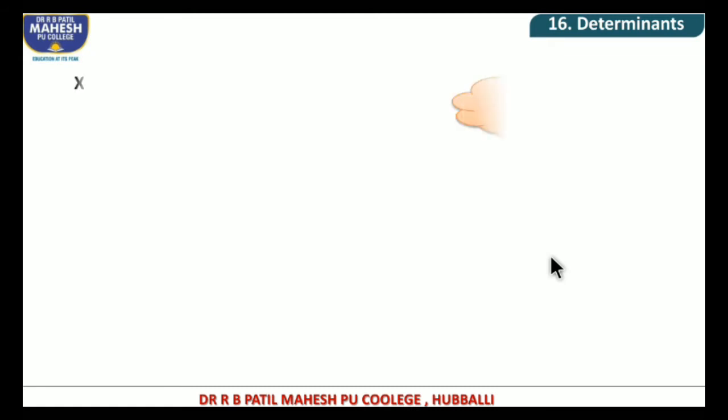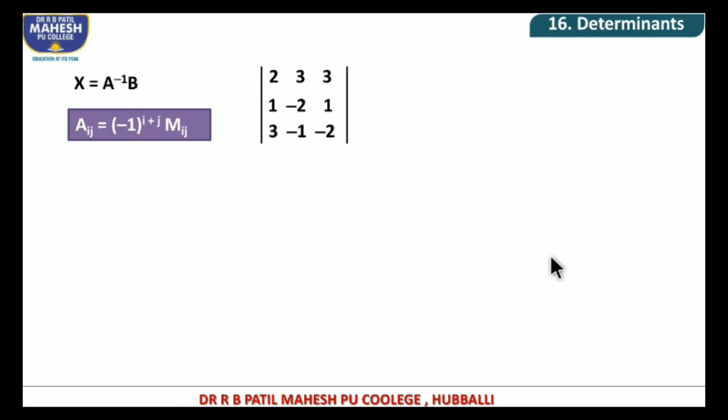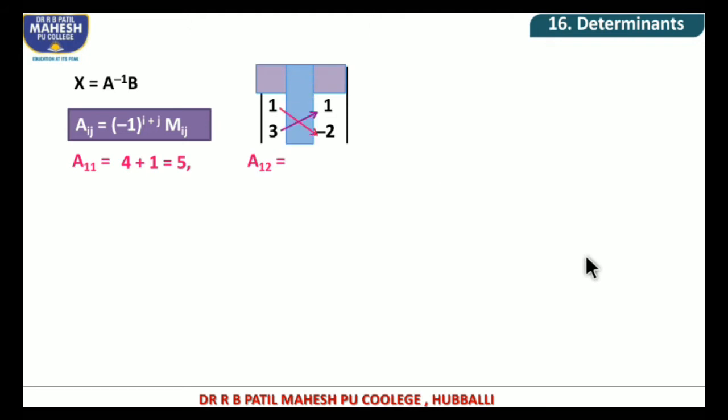Let us find A inverse. Before that we have to find the cofactors of each element. Here X is equal to A inverse into B. The cofactor Aij of each element is always equal to minus 1 to the power i plus j into the minor Mij. For the first one, A11, we have the sign plus, and the remaining determinant value is 4 plus 1, equal to 5. Next for the second element we have the sign minus. Therefore A12: minus is already there outside, and it is minus 2 minus 3, so that it becomes 5.